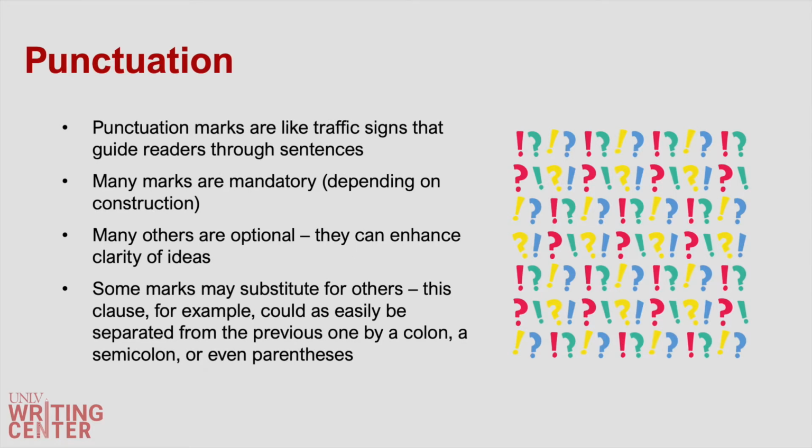You can think of punctuation as traffic signs or guides that help the reader navigate their way through sentences, and depending on the construction of the sentence, many punctuation marks are mandatory. The period is the most common example of this. Another example is quotation marks that must be used if you are including a direct quote in a paper. On the other hand, some punctuation marks can be optional, and instead are used to add clarity to the sentence structure. Other punctuation marks are interchangeable and can be substituted for others. An example includes the semicolon, which we'll cover later in the workshop.